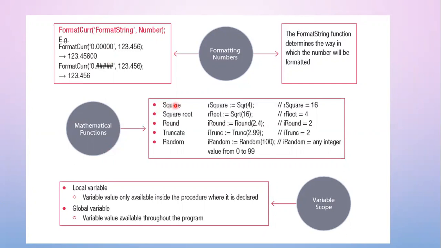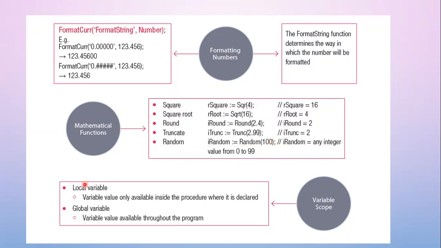Mathematical functions, we've spoken about square, square root, round, truncate, random. Now, random, what it does is it is going to pick a number between 0 and 99. So it doesn't choose the top number. It takes it from 0 to 99. So a good place for that is when I say to you, I would like you to generate a code and it must have two numbers between 0 and 10. So when I use random 10 there, it is going to choose any number between 0 and 9.